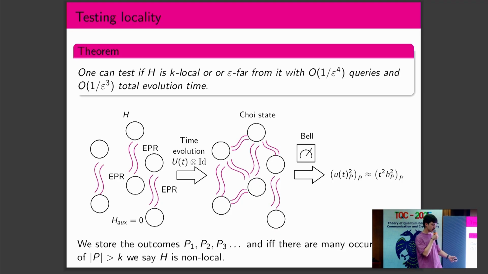And this works because, say that the Hamiltonian is not local, then the L2 norm of the non-local terms of the Pauli coefficients is going to be big, and thus, thanks to this equation, the non-local terms of the Pauli coefficients of the unitary time evolution operator are also going to be big.